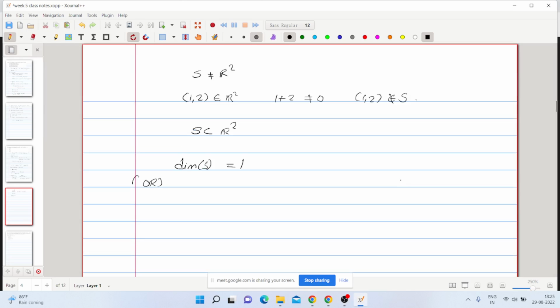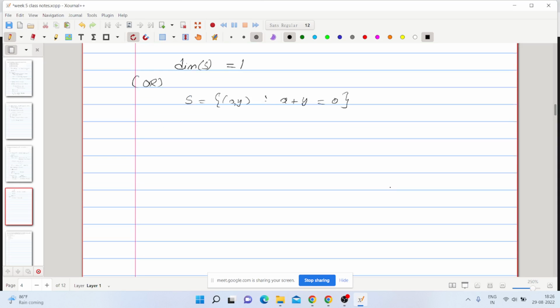Or explicitly we can, but this is not an easy approach; we cannot always approach it this way if the set is a bigger set, if the vector space is a bigger space. So let us see, S is the set of all x, y such that x plus y equal to 0. This is an alternate method for finding the dimension.